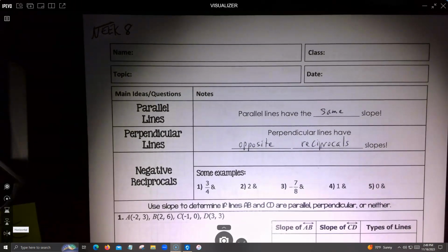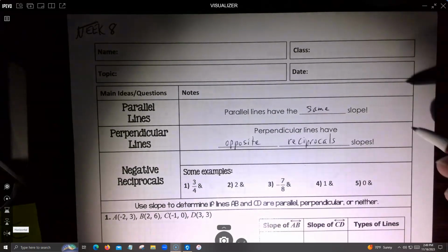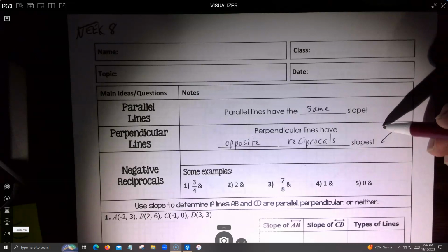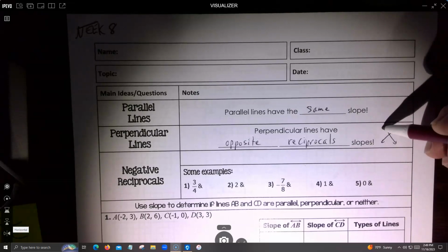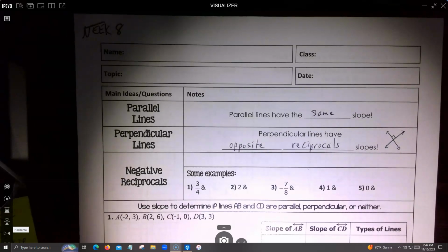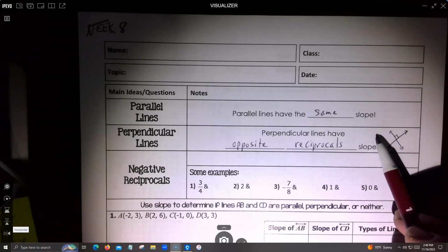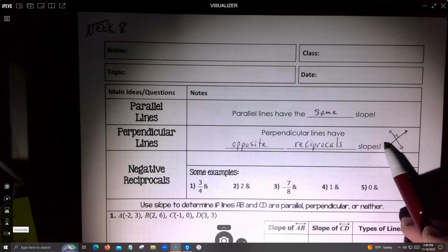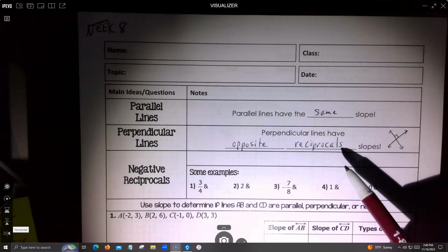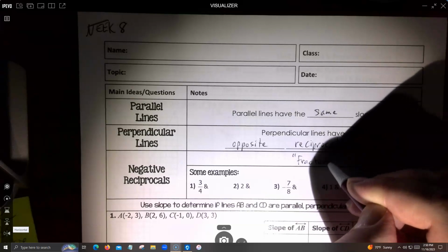Best way to describe that: if they're perpendicular and meeting at a 90-degree angle, if one is going upwards, having a positive slope, then the other one must go downwards and have a negative slope so that they meet at a 90-degree angle. So just keep in mind that if one's positive, the other one's negative. Also, if one is, let's say, 3/4, the other one is -4/3. So they're reciprocals, also called fraction flipovers.